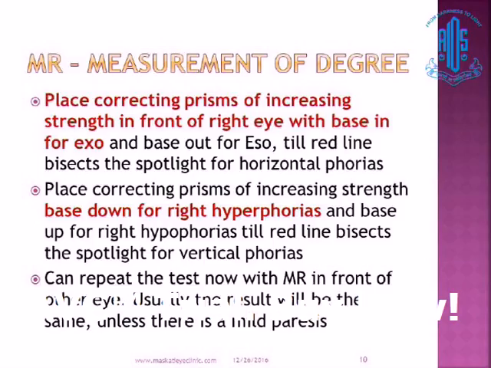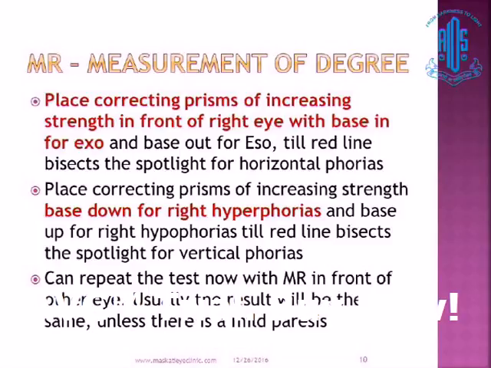Maddox rod can be used not only to diagnose, but you can actually measure the amount of squint. So now what you do is you put prisms. You put the Maddox rod, the line is going above or below or to one side. So now you put prisms which are correcting. How do you put correcting prisms? If it's exo, you put base in. If it's eso, you put base out.